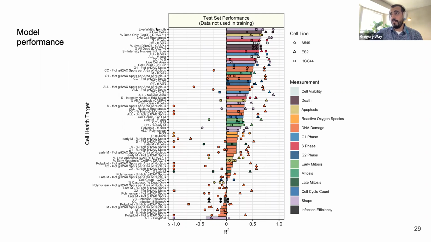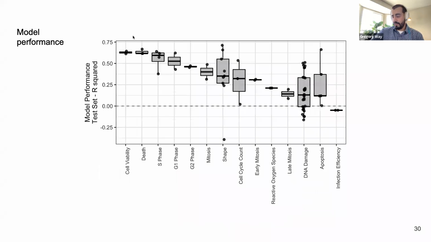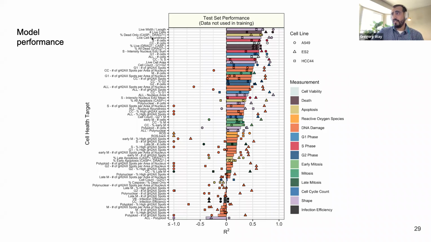You can see the very first highest performing model, because we measured the actual shape of the cells, it turns out that we can predict it pretty well using cell painting data, which is not surprising, kind of like a positive control. But you do see that there are some differences across the different cell lines. We can also predict the number of live cells really well, the percentage of dead-only cells, another measure of roundness, the number of cells that are in S phase, that are cycling in general, the percentage that are alive, the percentage that are dead, the intensity of the EdU stain in the nuclei, and so on.